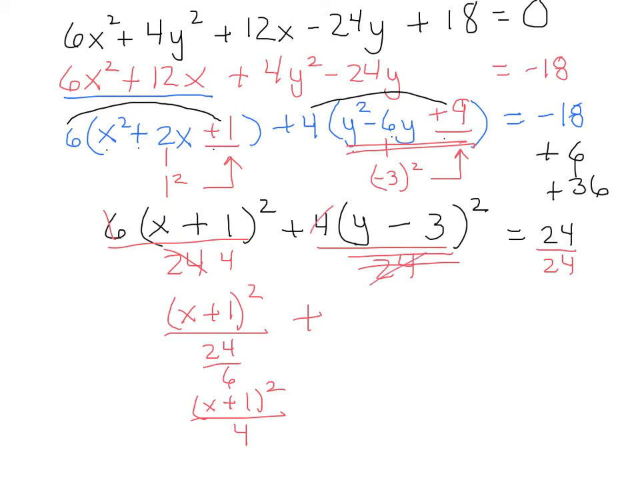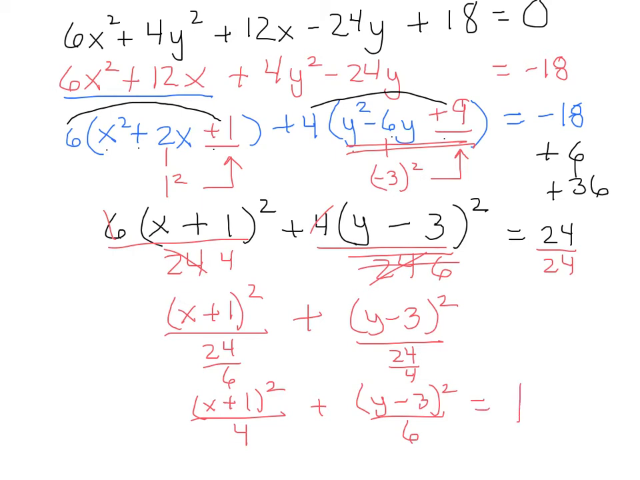4 over 24 is 6. That's going to reduce to a 6. I'm essentially thinking that multiplying by 4 over 24 is the same thing as dividing by 24 over 4. So that leaves for this last term a denominator of 6. 24 over 24 is 1. That matches the form that we're looking for. We're finished with that problem.